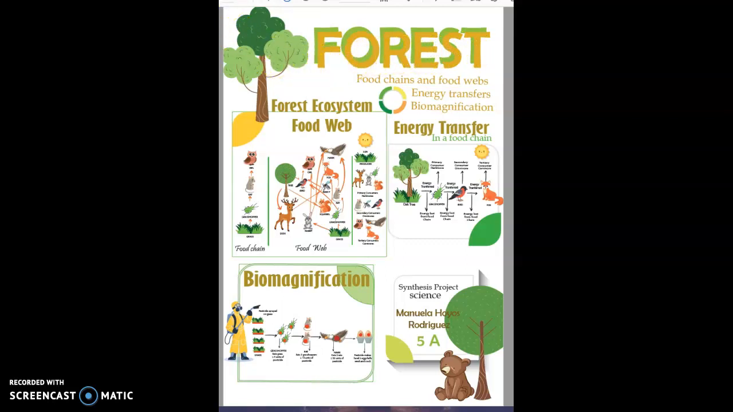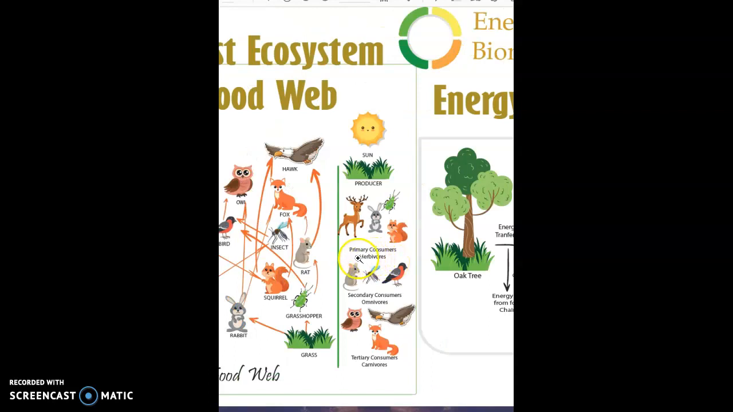These are the animals on the food web I built. First, we have the producers, which are the grass and a tree. In second place, we have the herbivores, which are deer, rabbit, grasshopper, and squirrel. In third place, we have the omnivores, which are rat, insect, and a bird. In fourth place, we have carnivores, which are hawk, fox, and owl.